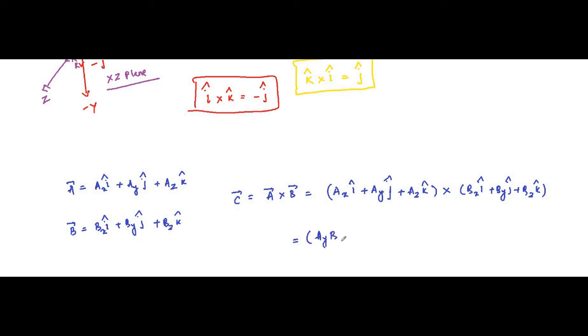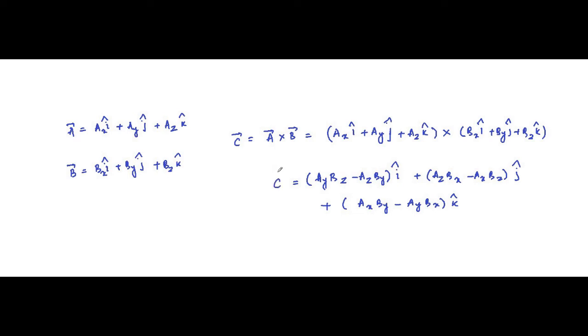So the final result that we'll get will be something like this: (ay bz minus az by) i cap plus (az bx minus ax bz) j cap plus (ax by minus ay bx) k cap. This will be the final result, the representation of c vector.